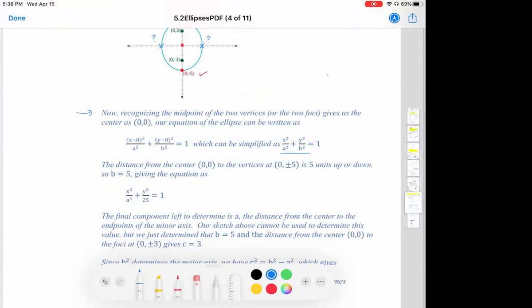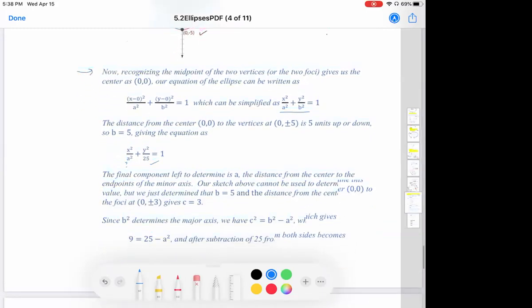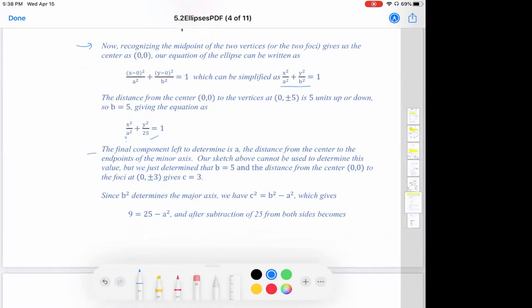The distance from the center to the vertices of plus and minus 5 is up and down, 5 units up or down. So b is 5. So 5 squared is 25. Now we need to find that a to get those points we don't know. The final component left to determine is a, the distance from the center to the endpoints of the minor axis. Our sketch above cannot be used to determine this value.